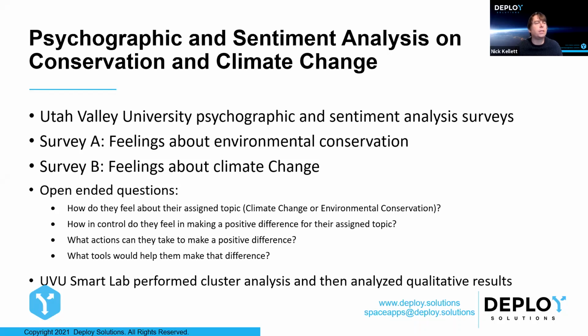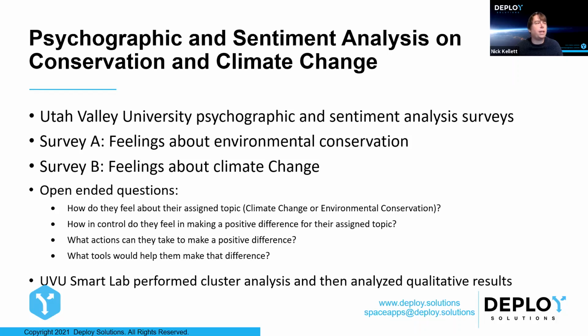Here it's more about what people's values are, and their thoughts and their feelings. So Utah Valley University performed this activity with Canadian citizens, again using SurveyMonkey. They broke the survey into 2. There were 2 options, Survey A and Survey B. If you were a respondent, you were only given one of these randomly. And so the first survey asked about feelings about environmental conservation, and the second asked about feelings about climate change.